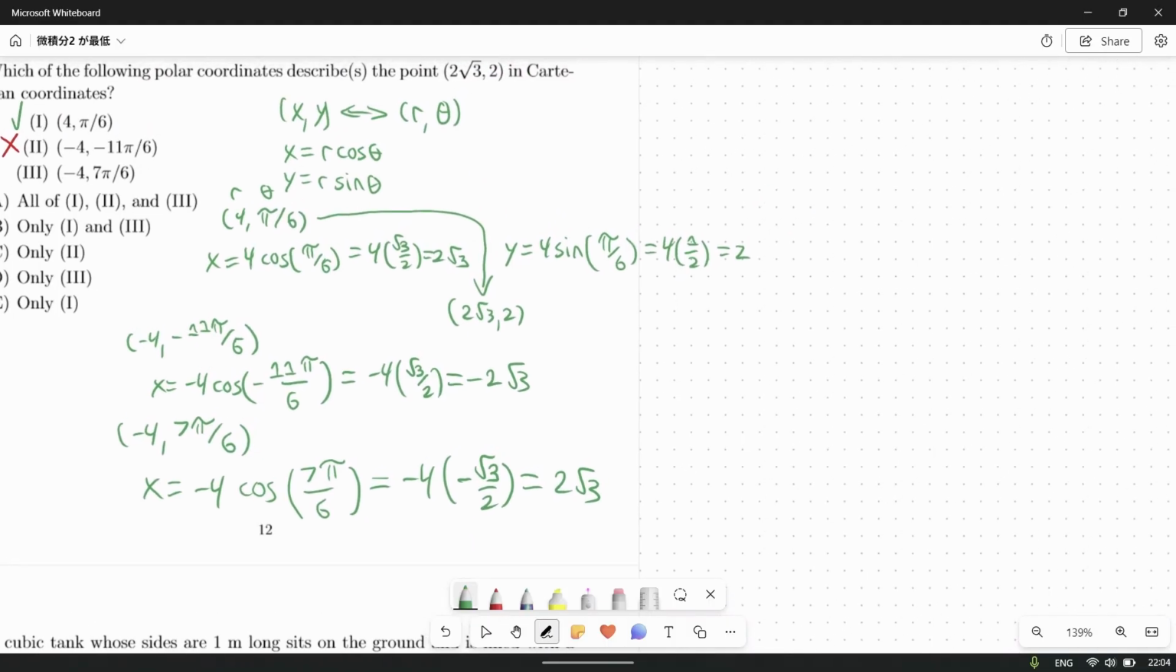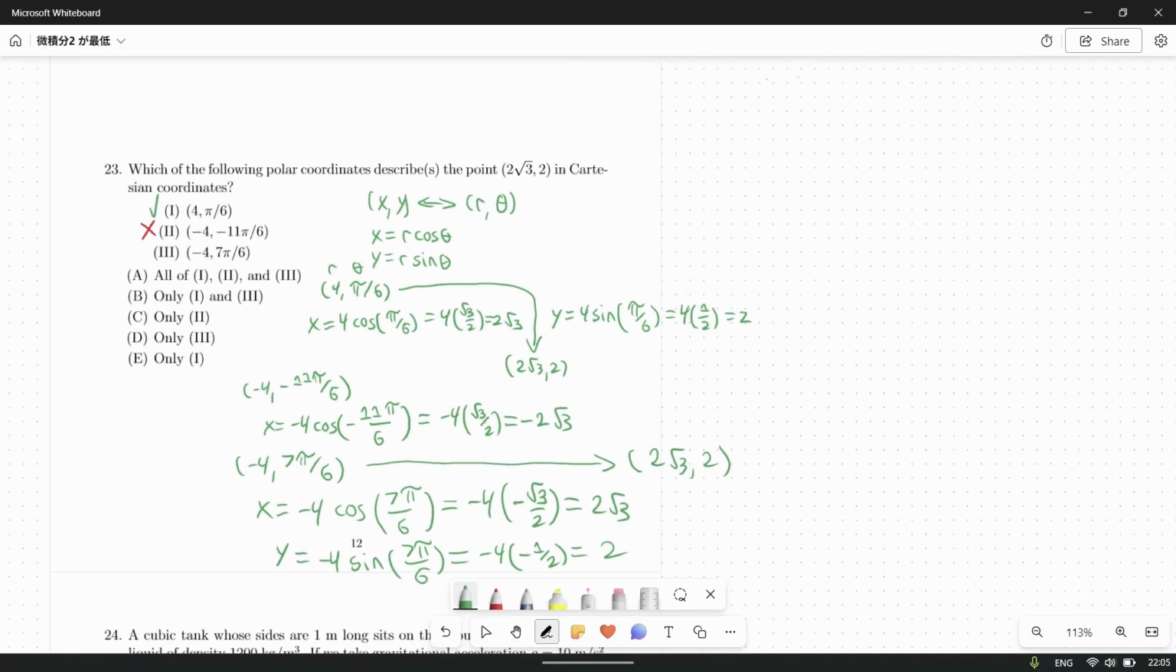Now going over to the y case, we have y equal to -4 sine of 7 pi over 6, which is equal to -4 times -1/2, and so that's going to be equal to 2. And so for the third case as well, plugging that back into a Cartesian coordinate, you end up with 2 root 3 and 2. So that means that the third case is also going to describe the point that we want. And so the first coordinate and the third coordinate are going to match up, but not the second one. So matching that up with our answer choices, the answer to this question would be B. Oh, and then also I think I said that I got to correct myself.